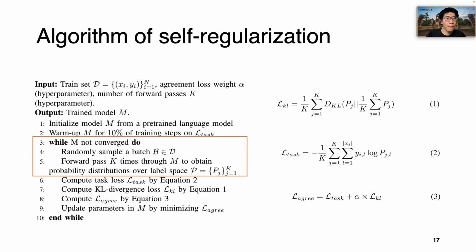Then, at each training step, a random batch is sampled and forwarded multiple times with dropout to obtain probability distributions, which are likely to have high variance in noisy settings. Therefore, after computing task loss by equation 2, we compute KL divergence loss by equation 1, hoping to control for such variance. Finally, the combined agreement loss is computed by equation 3, and the model parameters are updated.